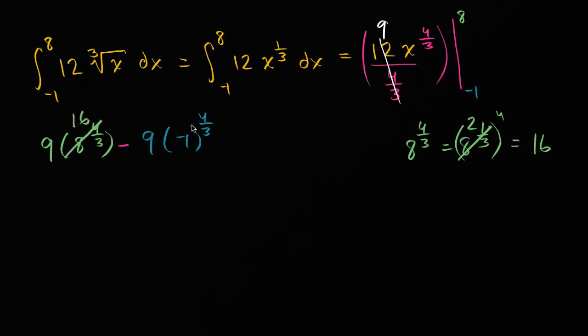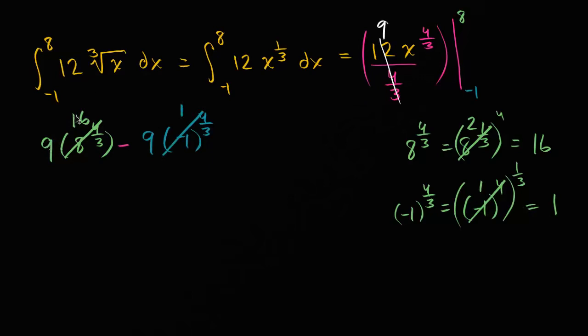And what's -1 to the 4/3? Well, same idea. There's several ways you could do it. You could say -1 to the 4th, and then the cube root of that, or the cube root of -1, and then raise that to the 4th power. Either way. So let's do it the first way. -1 to the 4th, and then take the cube root of that. Well, -1 to the 4th is just 1, and then 1 to the 1/3 power, well, that's just going to be equal to 1. So what we have here in blue, that's just equal to 1.